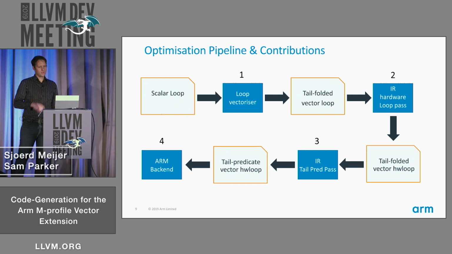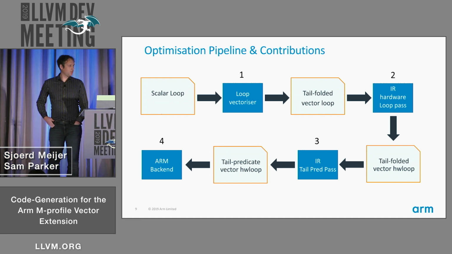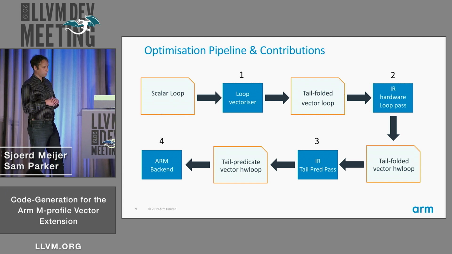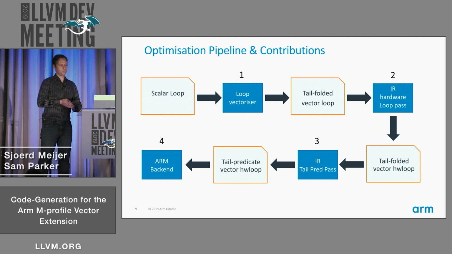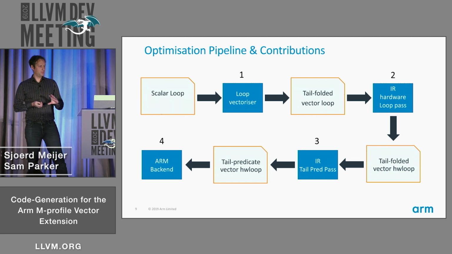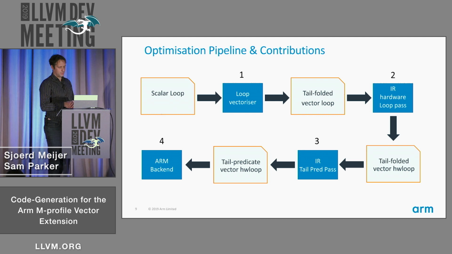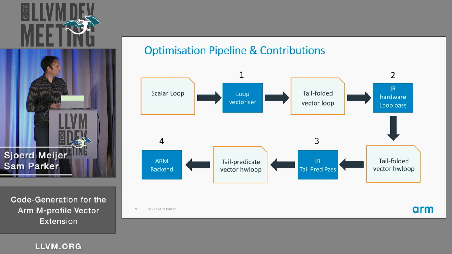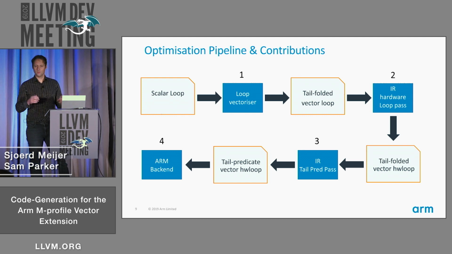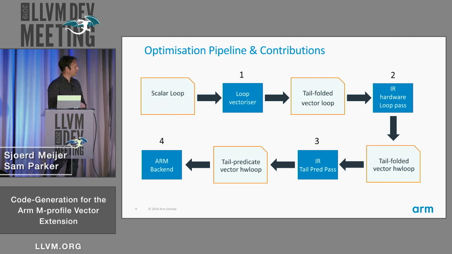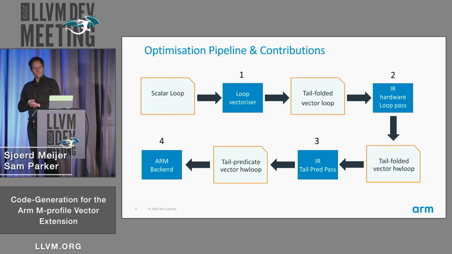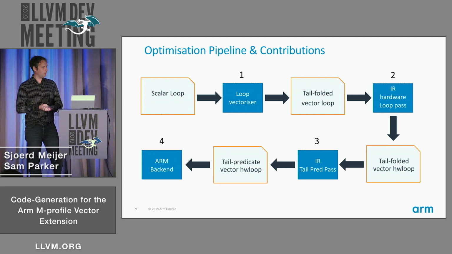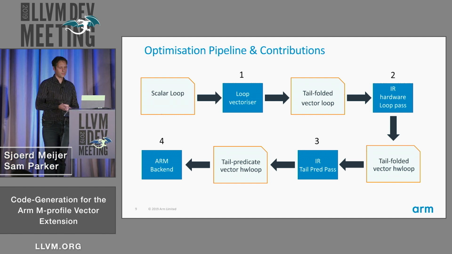So this is a very brief overview of our optimization pipeline and contributions. The contributions roughly fall into 4 areas: the vectorizer, 2 IR passes, and then a lot of changes to the ARM backend. Very briefly, life of a tail-predicated hardware loop: a vector hardware loop starts as a normal scalar loop, which goes into the loop vectorizer. We made tweaks to that, and the output of the loop vectorizer is now a tail-folded vector loop that I showed you before.